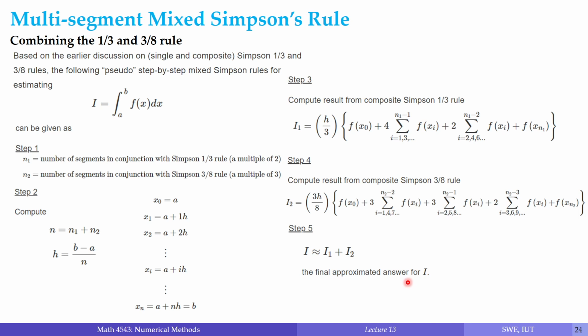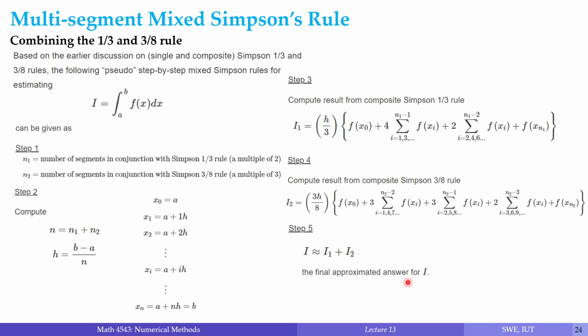We basically scrutinize the whole actual function, and we appropriately allocate which groups of segments we will use the Simpson's 1/3 rule for, and which groups of segments we'll use the Simpson's 3/8 rule for. That's entirely empirical and observational, and up to the person doing the experiment.